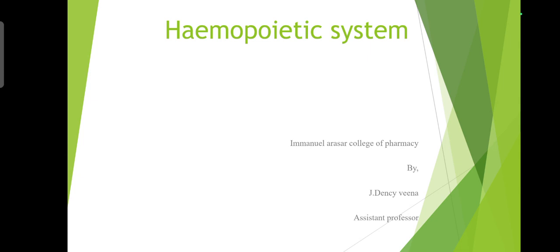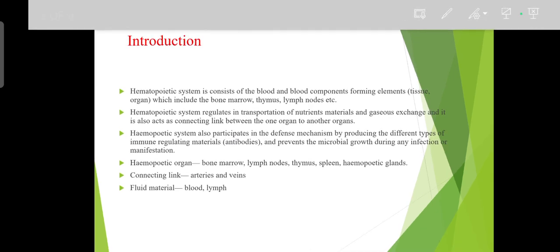Today I am going to discuss the haemopoietic system. What is the definition of the haemopoietic system? The haemopoietic system consists of the blood and blood component forming elements, which include bone marrow, thymus and lymph nodes. The haemopoietic system regulates the transportation of nutrients, materials and gases, and it also acts as a connecting link between one organ and another.